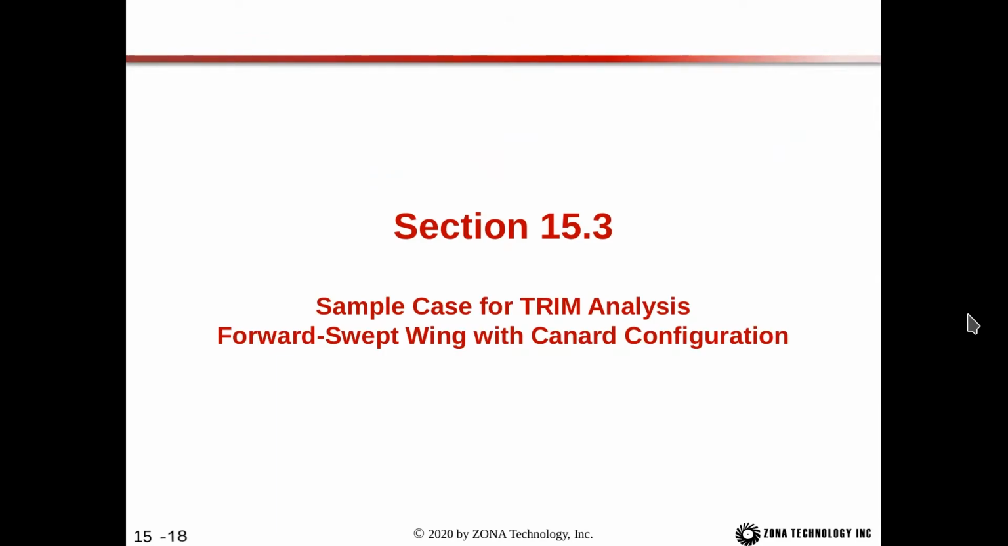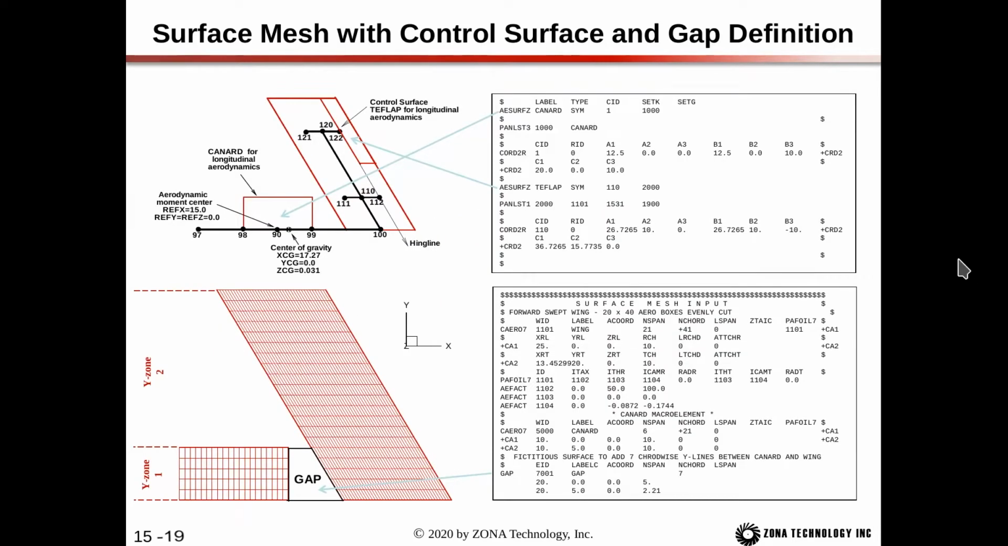Next, we'll look at a sample case for the trim analysis. So this is a forward swept wing with a canard configuration. So this is the surface mesh with the control surface and the gap definition. So we have the canard defined here, we have the wing defined here, and then we have a gap card here to assist with the mesh generation.